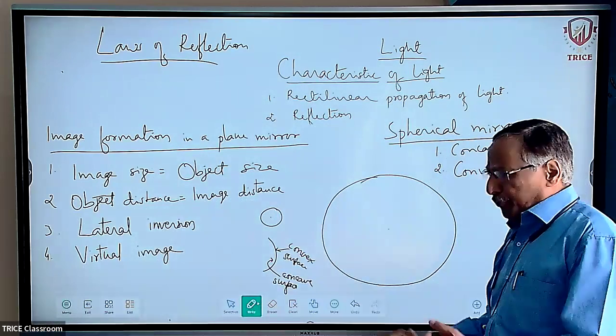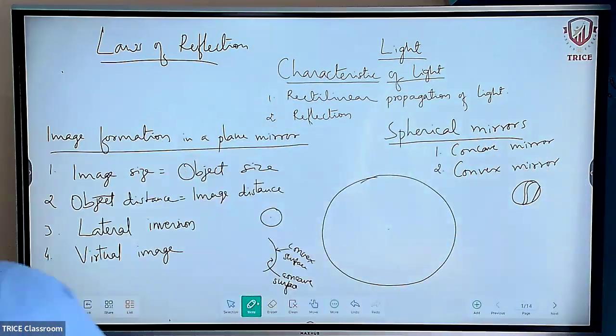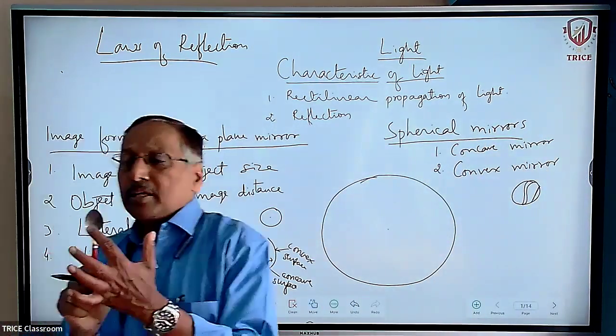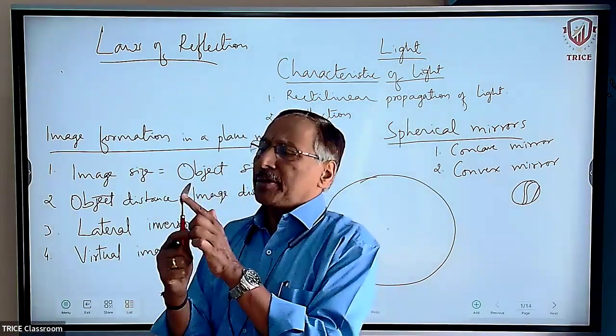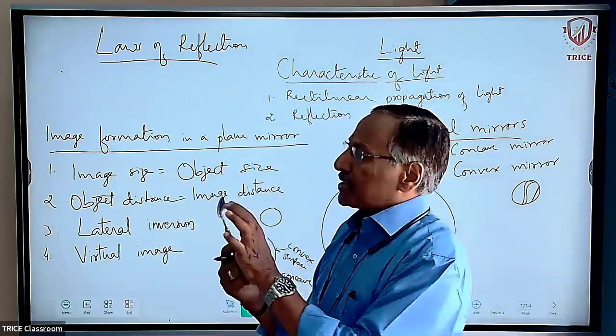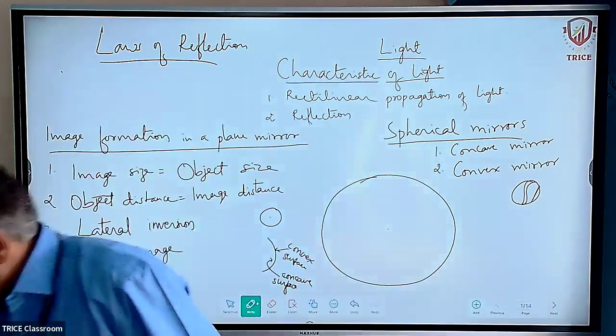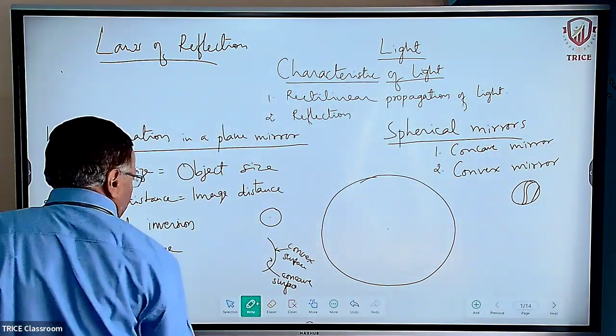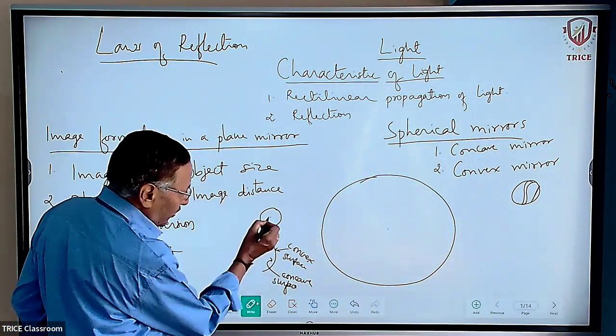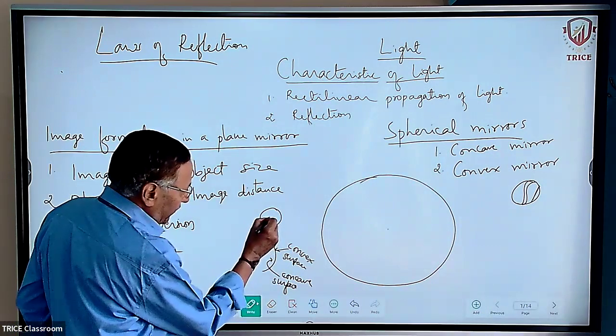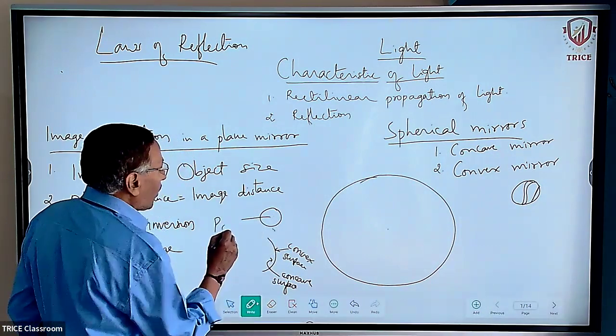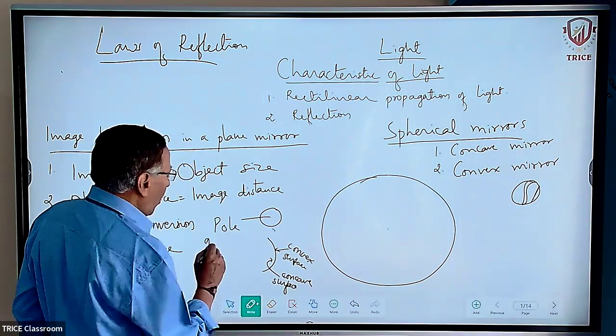The center of the depressed part, whether it is this side or this side, this is a concave, this is a convex surface. The center of the spherical part, whether it is concave or convex, is called the pole. It's called the pole of the mirror.